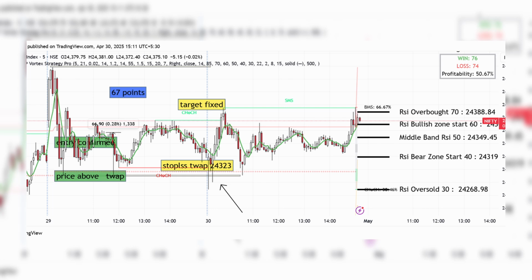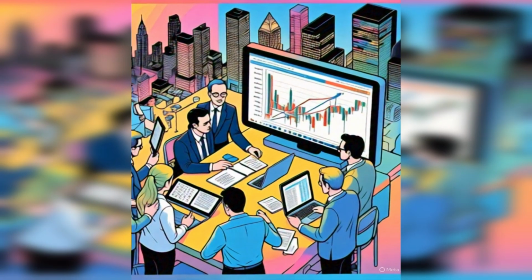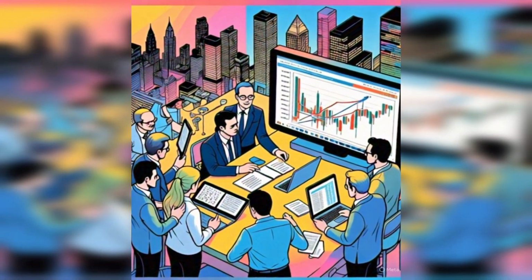Once you know the price is above the TWAP, you need to plan your stop loss and your target. So what I did was I measured the range of the breakout move, and the measured move was fixed in the market. Actually there was a 67 points up move. So finally I measured it and fixed it at 24,388. Now we need to see how the market moves and the PE trade is over.